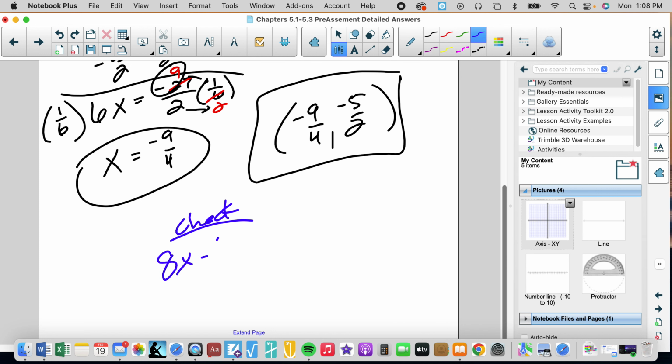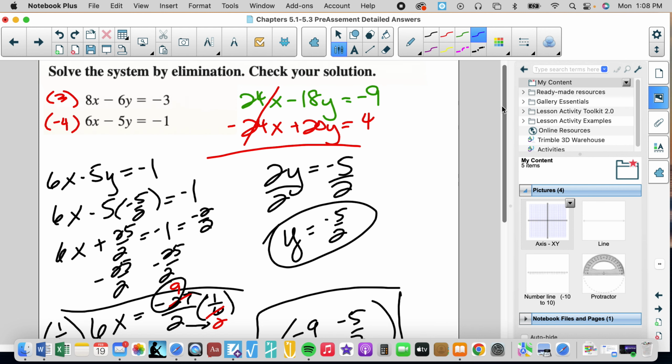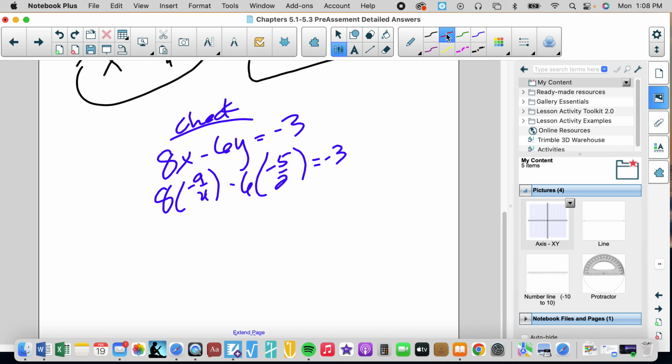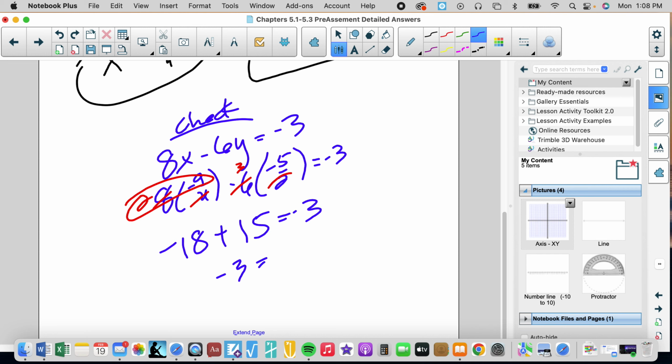8x minus 6y equals negative 3. Stay with it. X is negative 9/4 minus 6y is negative 5/2 equals negative 3. So these cancel. 2 times negative 9 is negative 18. A negative times a negative is going to be a positive. There's 2 in the denominator, cancels with that, and I get 15 equals negative 3. Negative 3 equals negative 3. So my answer is correct.